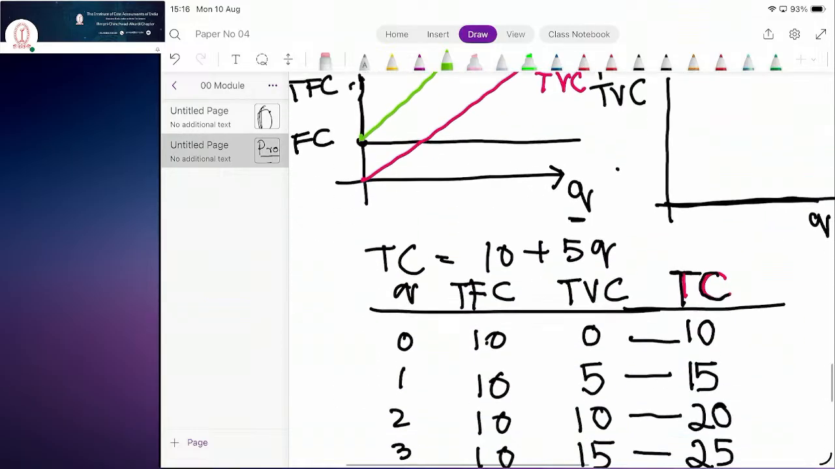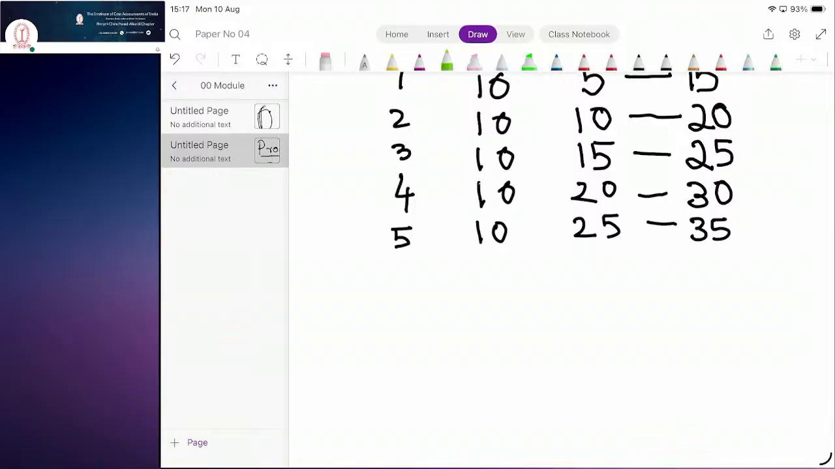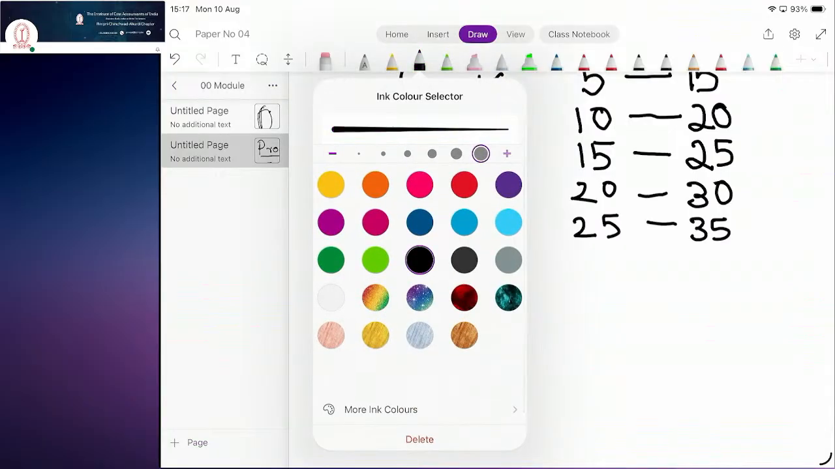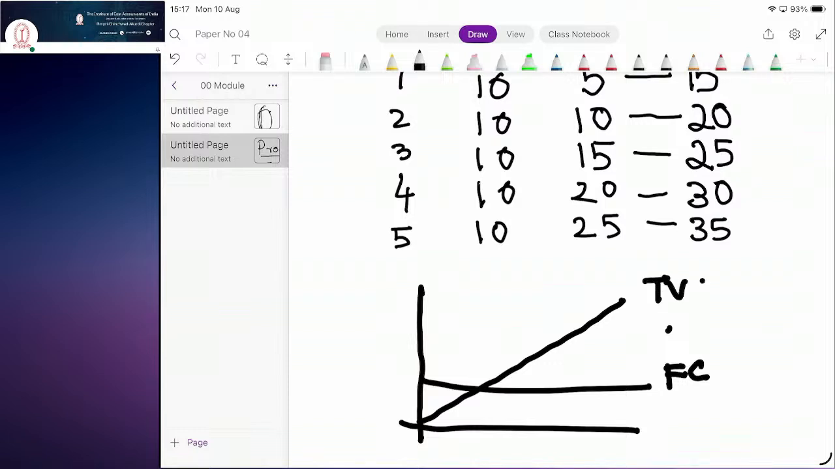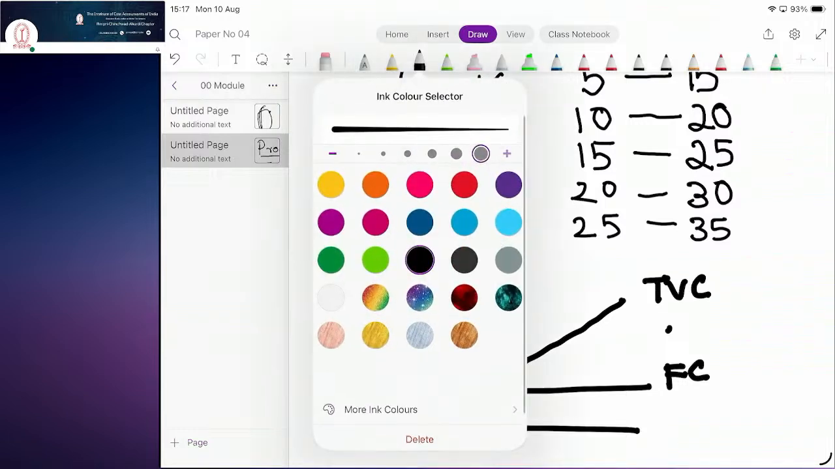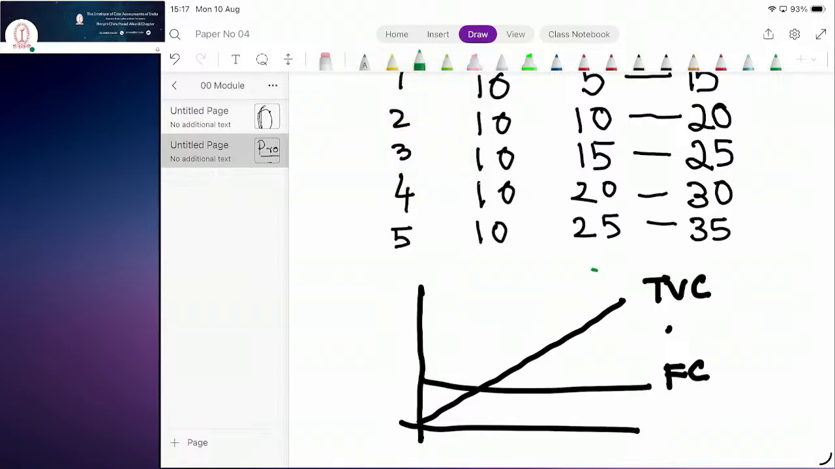Let me just draw all three of them one below the other. This is how your fixed cost will be. For a linear case, this will be your TVC, and your TC will be like this. Is that clear? This is your total cost, which is the sum of fixed cost plus total variable cost.